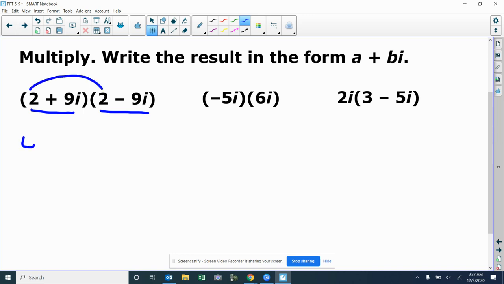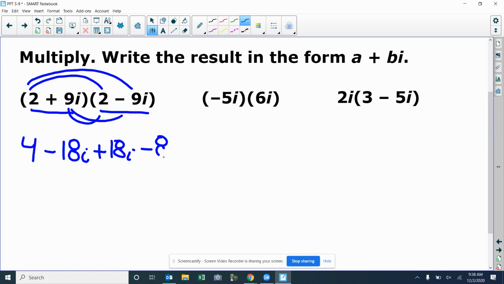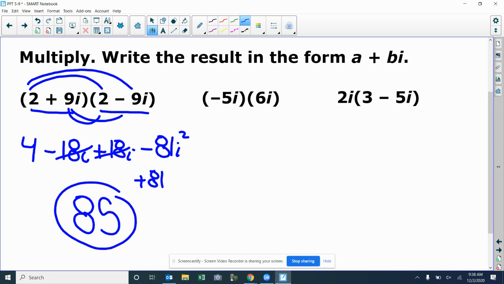2 times 2, of course, would be 4. 2 times negative 9i would be negative 18i. That's going to be positive 18i. And that's going to be negative 81i squared. What's cool about these complex conjugates, what happens to those middle i's? The 18i's, they're going to cancel. This becomes what? Positive 81, doesn't it? So now I have 4 and 81, and I end up with 85.